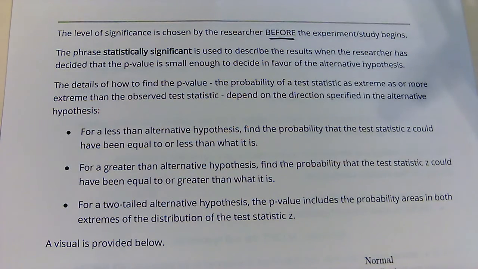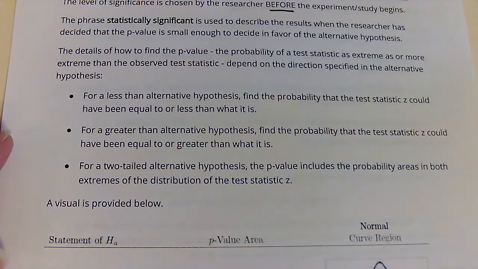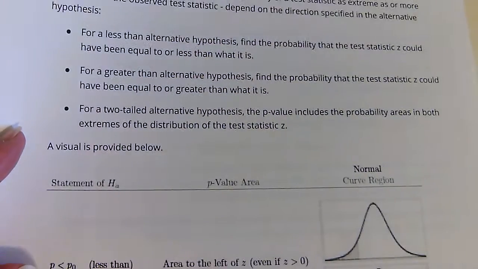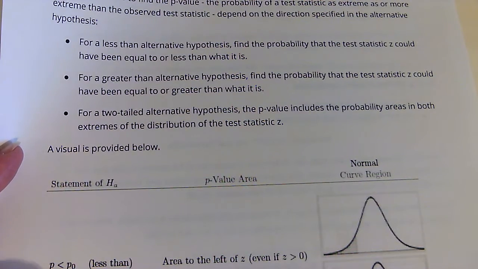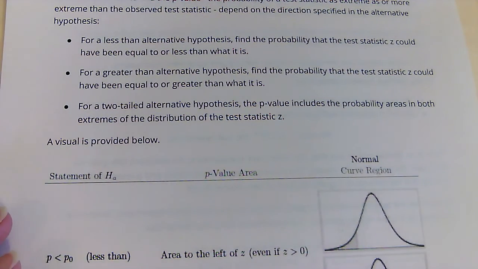So how do we find this p-value? The probability of a test statistic as extreme or more extreme than the observed test statistic depends on the direction. For a less than, we're checking to see if our test statistic is equal or less than what it is. For greater than, we're looking at greater. This is an easier way to look at it. Let's actually look at some pictures.